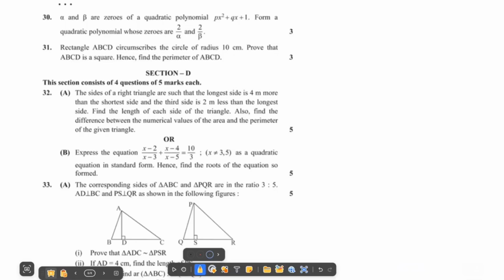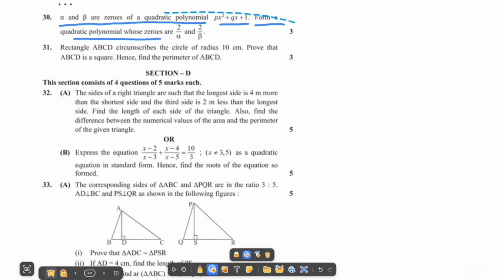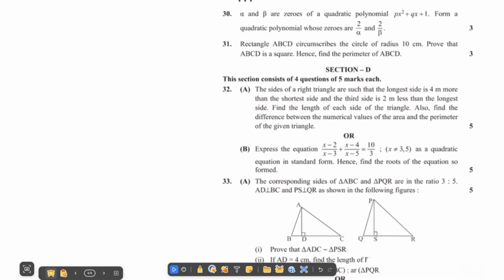Next, question number 30. Alpha and beta are the zeros of the polynomial px square plus qx plus 1. Form a quadratic polynomial whose zeros are 2 by alpha and 2 by beta. So what is given here? Alpha and beta are the zeros of this one. Let's write what is given.